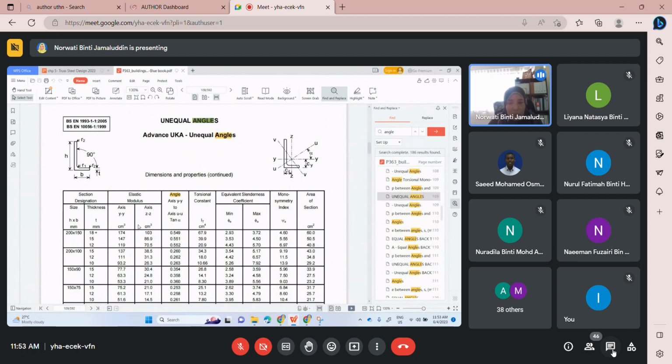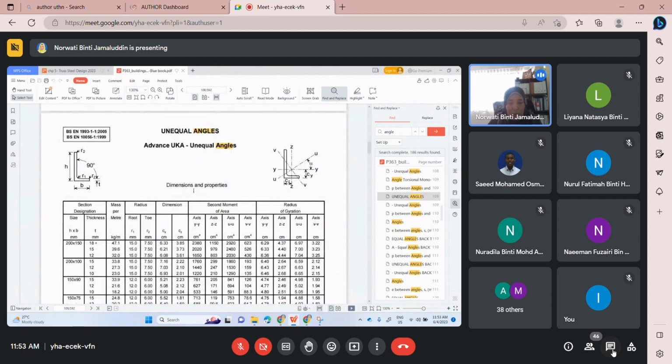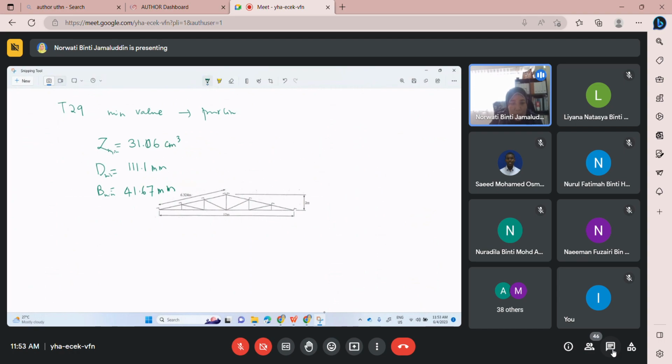Okay, so now, dimension and properties. Okay, dimension. This is h, right? Small h. D is based on old code. Okay, D is equivalent or similar to H in the new code. Right? This one is depth. Last time we used depth. Now it is height. B, capital B for breadth. Also B, but small b for breadth or width.